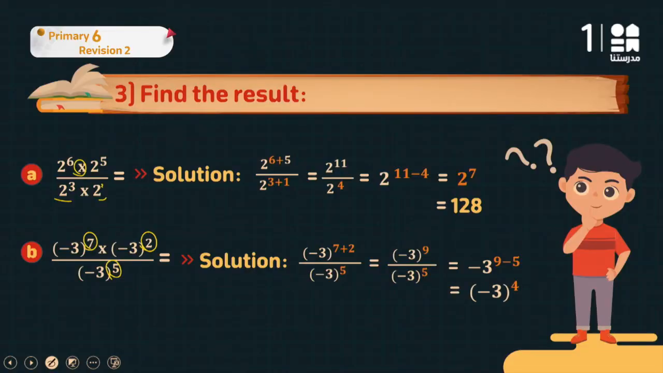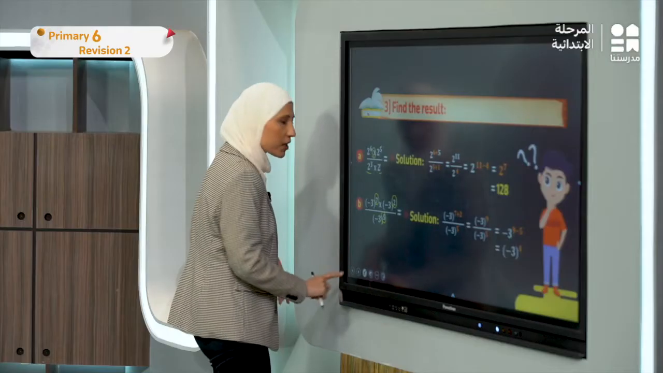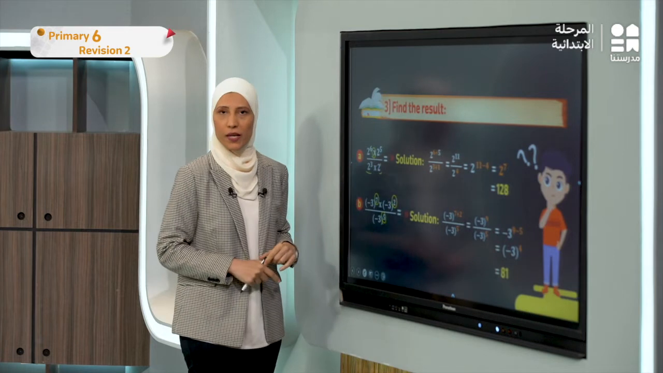And be careful, here the base is all negative 3. It means negative 3 repeated 4 times. Here it means negative 3 repeated 4 times. So I will directly have a positive answer. It will be 81.